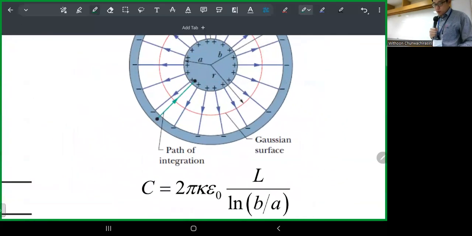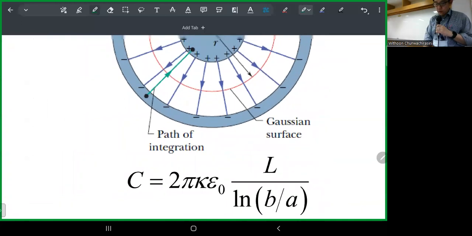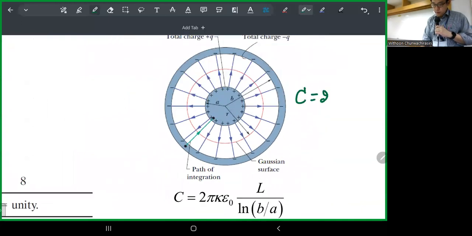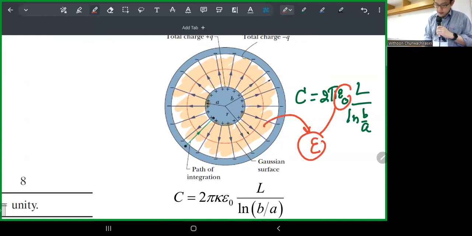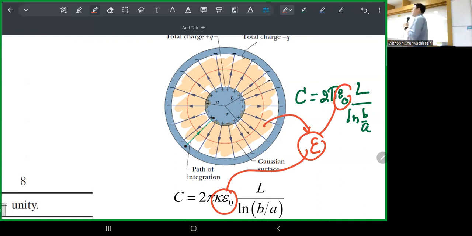For example, even this one that we didn't show you how to calculate. The original formula is 2 pi epsilon naught L over log b over a. If you fill this with something, bam, all you have to do is turn this epsilon into the epsilon of that material, which is just kappa epsilon naught. Done. So the conclusion is that this is another way of changing the capacitance without adjusting the physical shape of the whole thing.